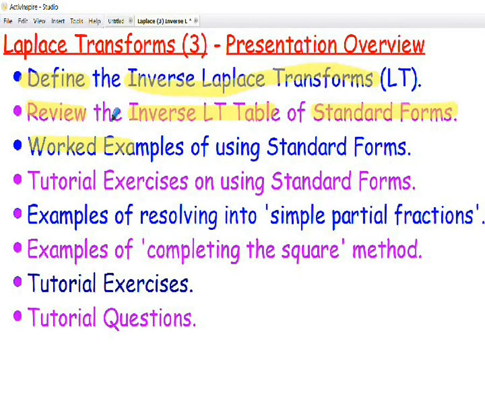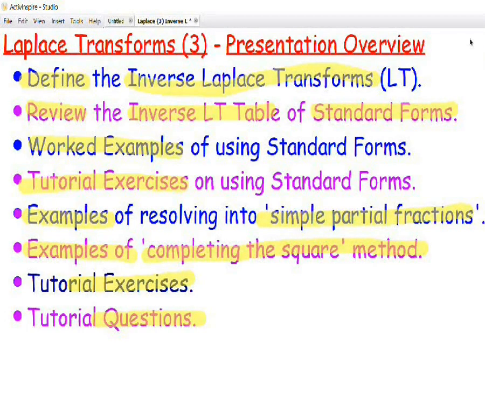We need to look at some worked examples on using the standard forms, and there'll be some tutorial exercises on using standard forms for you to do. Then we'll look at examples of taking our functions and resolving them into simple partial fractions and then into standard forms. And then we'll look at examples of completing the square on functions given and then into standard forms. And there'll be some exercises and questions to leave you with at the end.